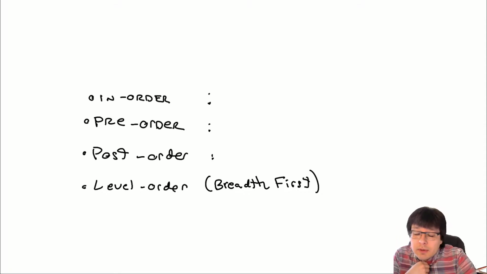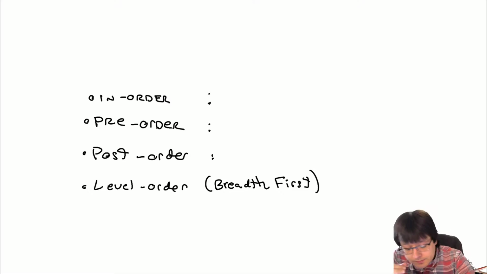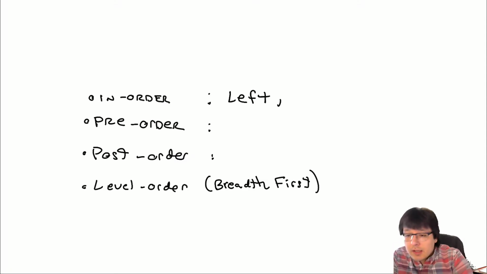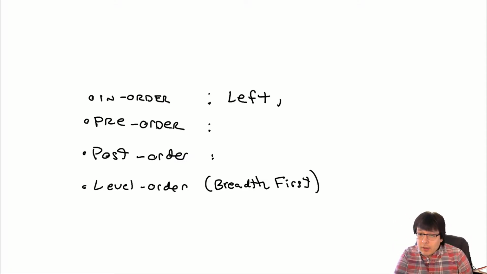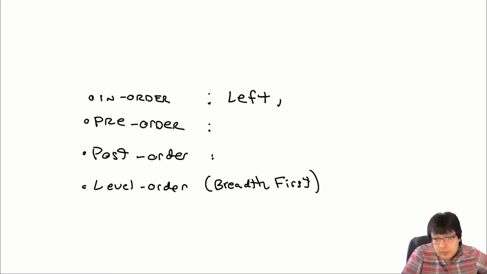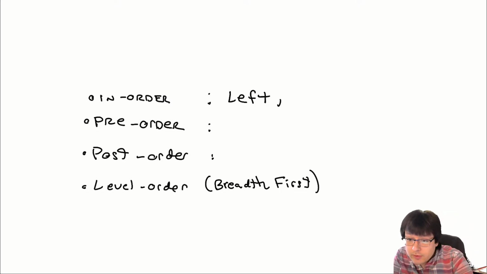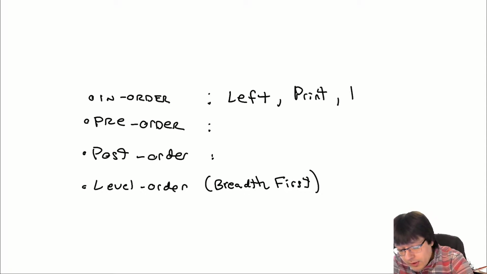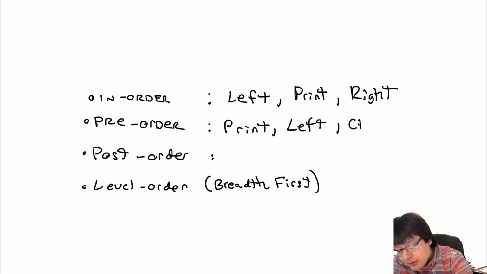For any of them, you have to go to the left before you go to the right. That's a fact. What really matters again is when you print, right? So for in order, first you go to the left, and when you cannot go any further to the left, that's when you decide to visit that node itself. So you print it out. And then from there you go to the right. For the pre-order traversal, first you print the node, and then you go to the left child, and then to the right child.